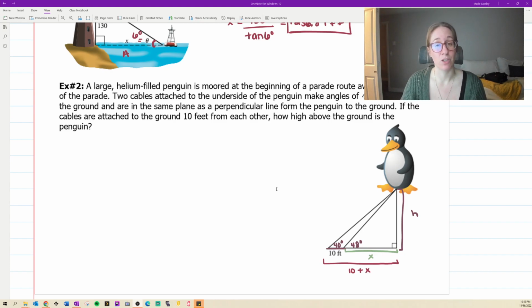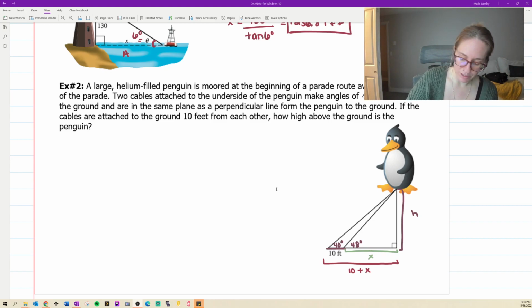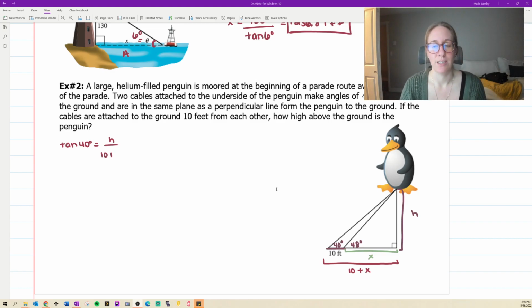Now that's important because I'm going to start setting up some ratios. The hypotenuse of these triangles is not involved, so that means I'm going to be using tangent. I'm going to do the first triangle, so tangent of 40 equals height over 10 plus x, which is the adjacent side there. And then my other triangle, tangent of 48, is going to be h over x.